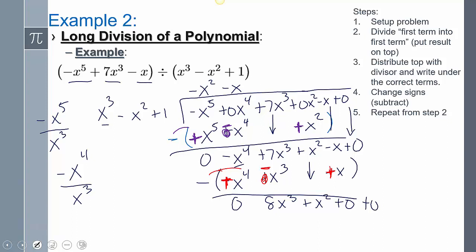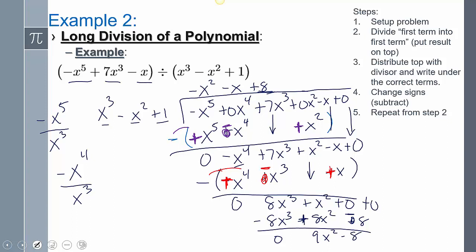So we do it again. X cubed goes into 8x cubed. I get plus 8 times. Distribute. 8 times x cubed is 8x cubed. 8 times negative x squared is negative 8x squared. 8 times 1 is plus 8. So subtract. So I'm going to change the signs. 0, 9x squared, minus 8.